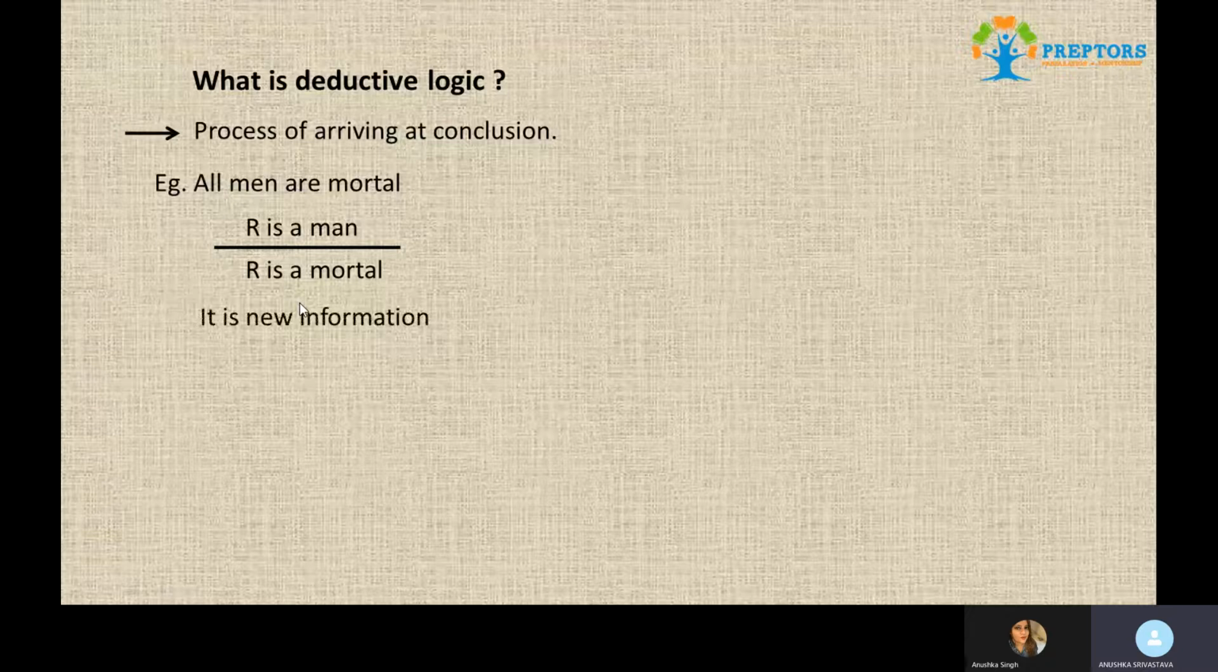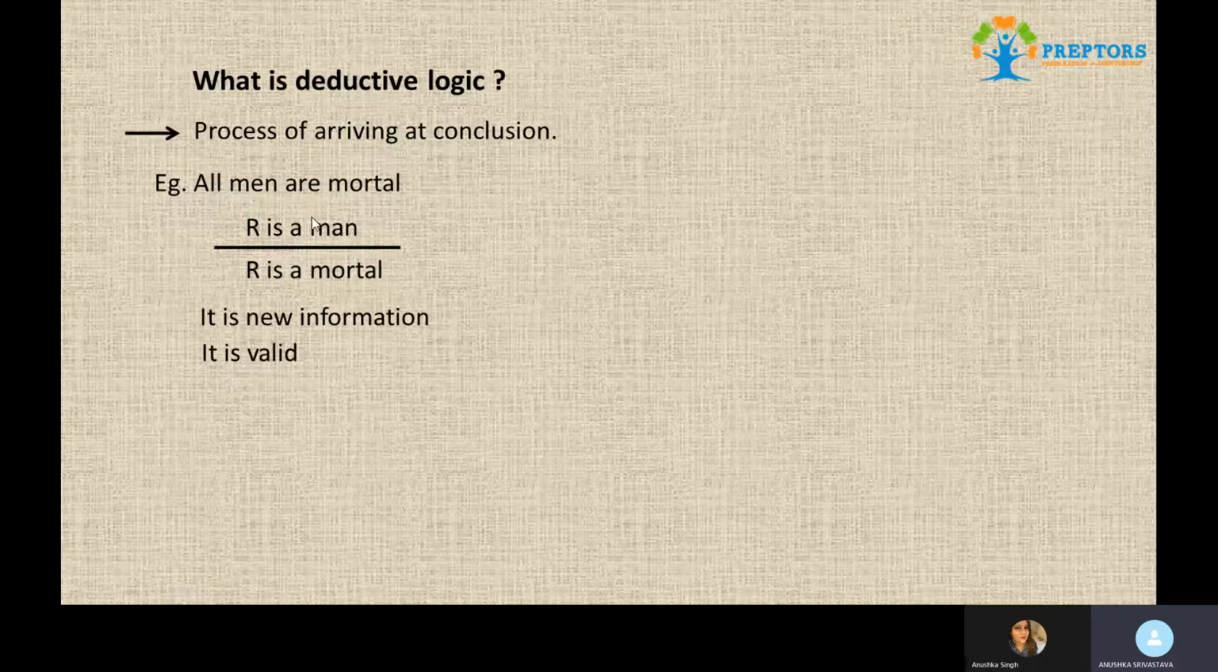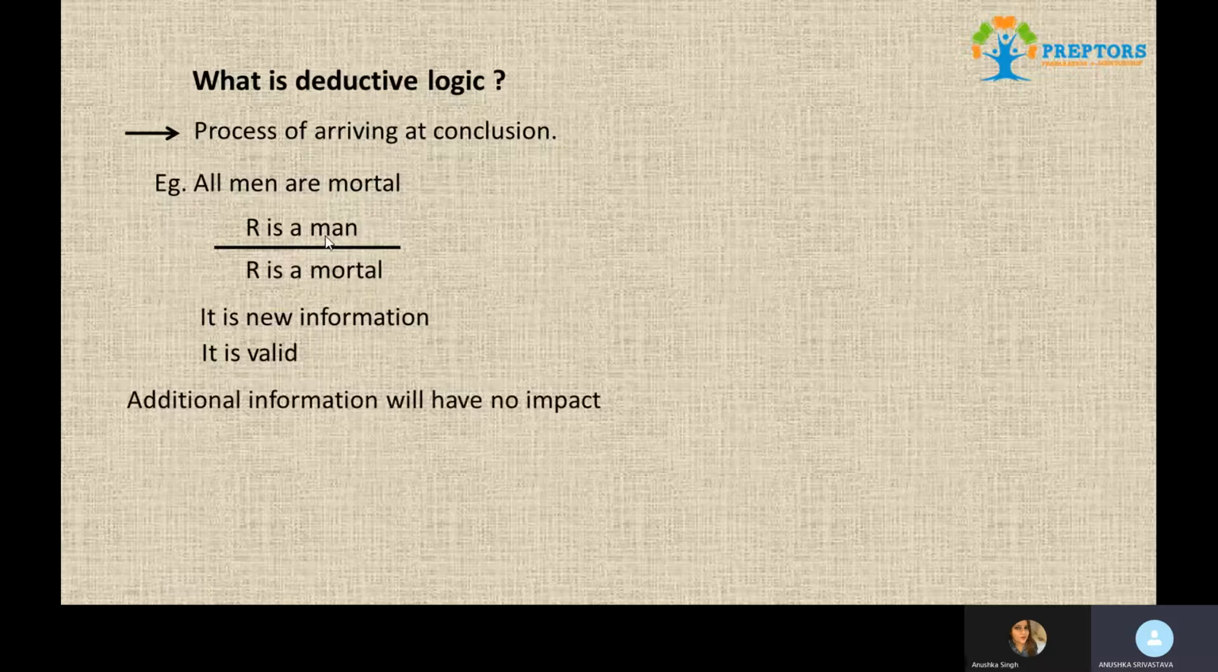So this is something which is new information. R is mortal is new information. It is valid. And something that is common, that is men and man, which is known as the middle term, should not be a part of the conclusion. So the middle term is never a part of the conclusion.